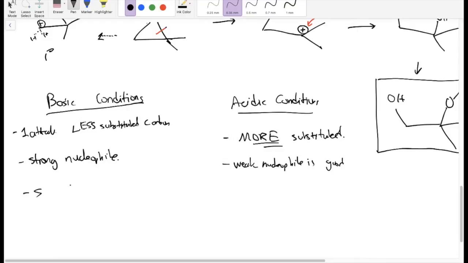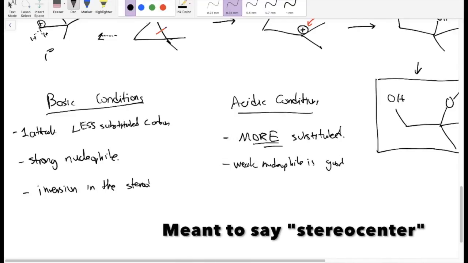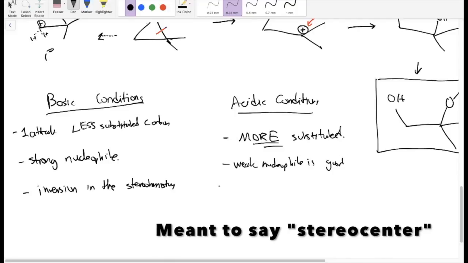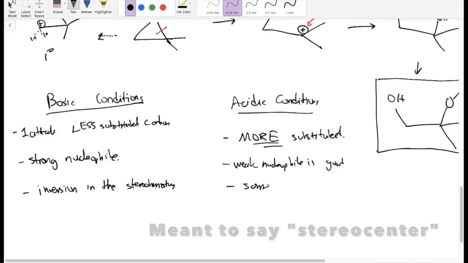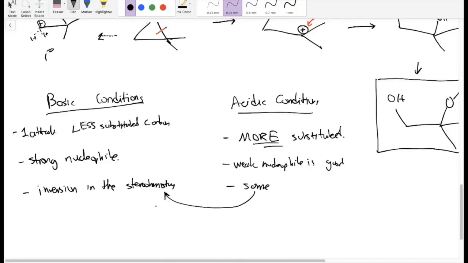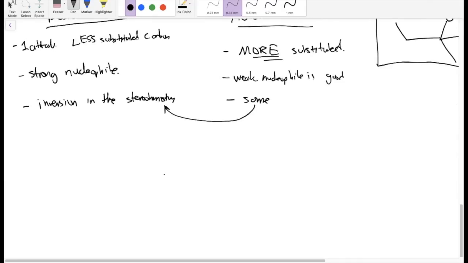Stereo. Better yet, we have an inversion in the stereochemistry for both. For both cases. Okay, and I'm gonna go over an example of that right now.